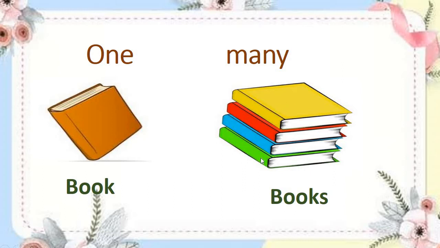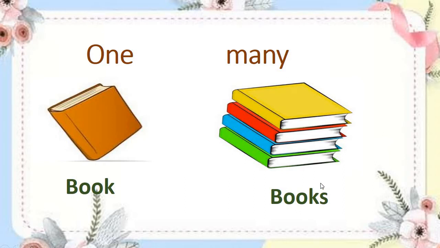Colors are also different. 1, 2, 3, 4. Yellow color, red, blue and green. 4 books are there. So what we will use? Books. B-O-O-K-S. Books. Okay, children? One book. Many books. Book. Books. S is added here. Can you see this S? See, I am showing you.